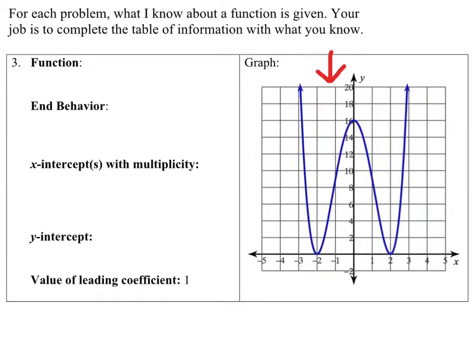Finally, number 3, I give you the graph. So I'm not going to start with the function because I need to know the x-intercepts before I can write the function. So my x-intercepts are x equals -2 and x equals +2. At each of those points, I am just touching the x-axis. So that tells me I have an even multiplicity. For the purposes of this class, we're just going to always assume that if I touch the x-axis, the multiplicity is 2.